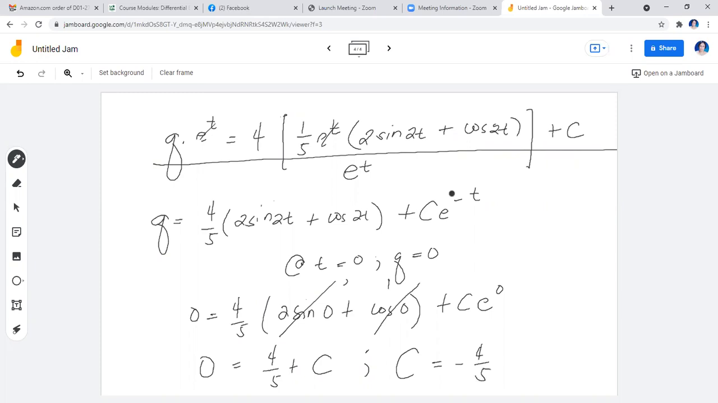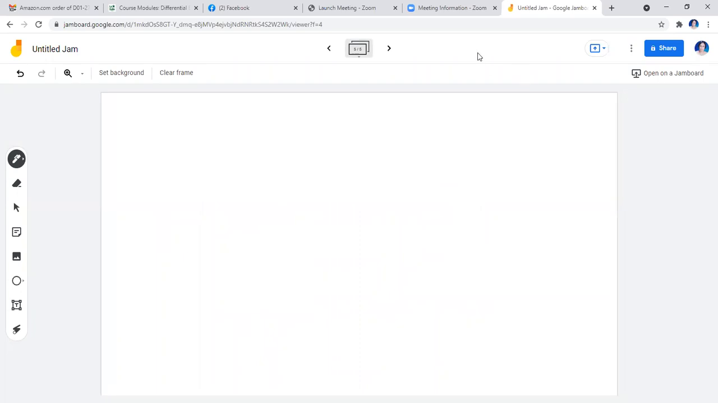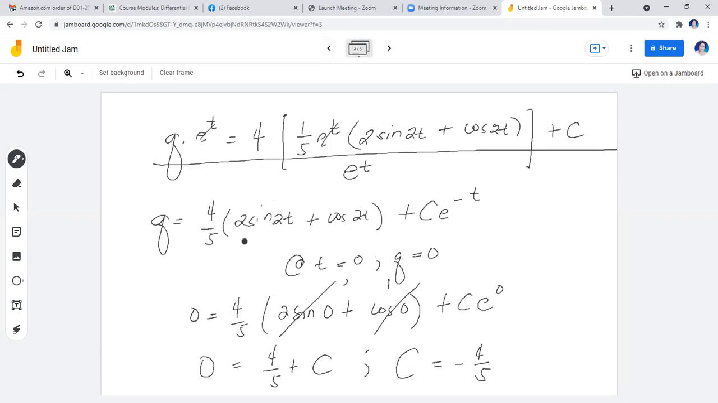4/5. Okay? Now, since we know that that is already our C, you can go back here in your formula and substitute this one. So I'll write it here in the next page. So we have 4/5 and all of this, we will copy.